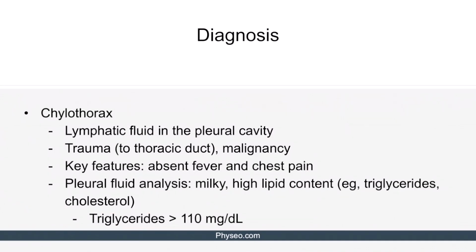Okay, now let's discuss chylothorax. This refers to chyle, a lymphatic fluid, in the pleural cavity. It usually occurs due to trauma to the thoracic duct or malignancy, which can lead to invasion of the lymphatics and leakage into the pleural space. Fever and chest pain are usually absent, which will be present, for example, in effusions due to pneumonia. Pleural fluid analysis suggestive of a chylothorax includes a milky fluid with high lipid content, such as high triglycerides and cholesterol content. Specifically, triglycerides of greater than 110 milligrams per deciliter is highly suggestive of a chylothorax.